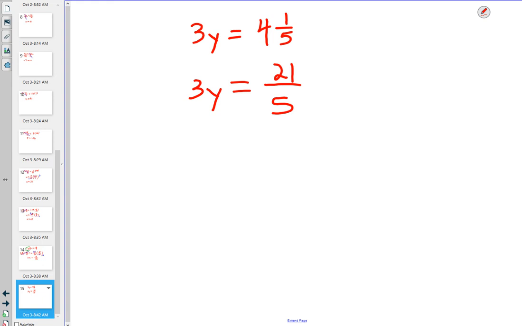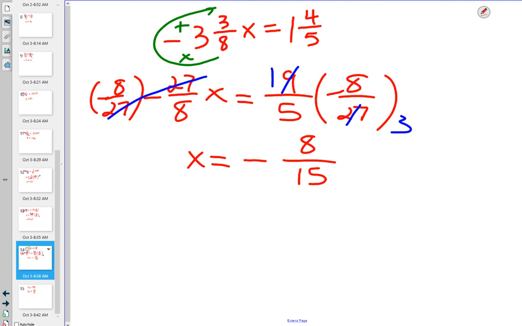How is that a 15? 8 over 15. Because I reduced, 9 and 27 can both be divided by 9. 9 divided by 9 is 1. 27 divided by 9 is 3. So 1 times 8 is 8. 5 times 3 is 15.